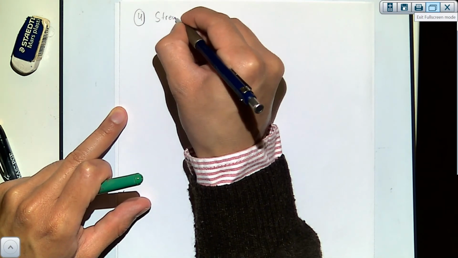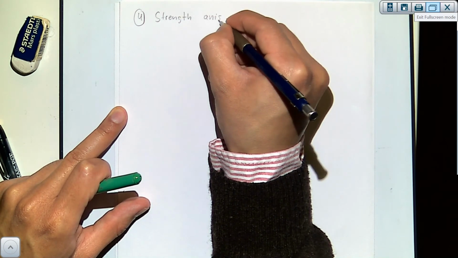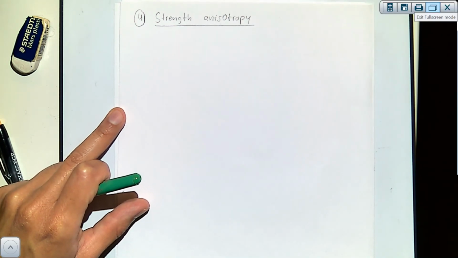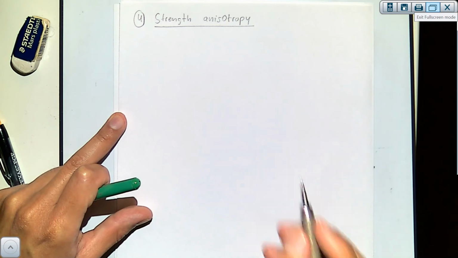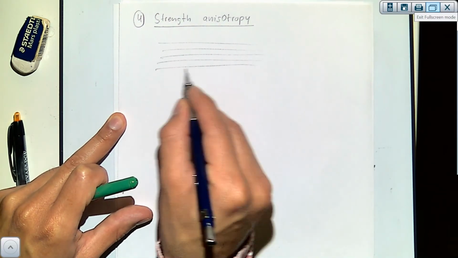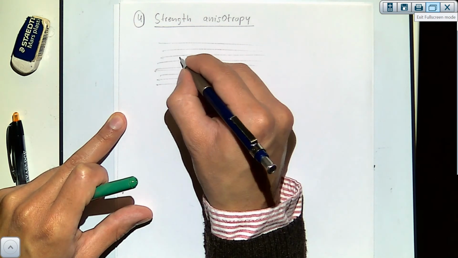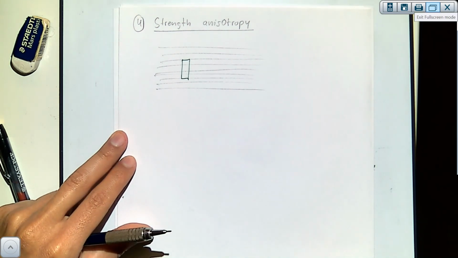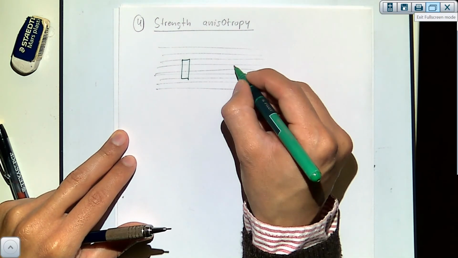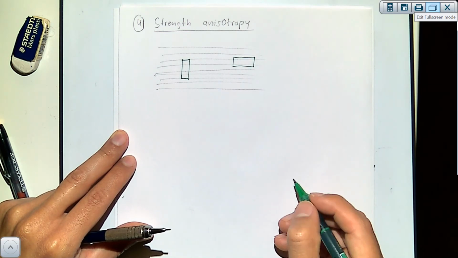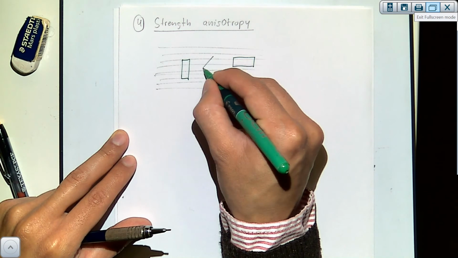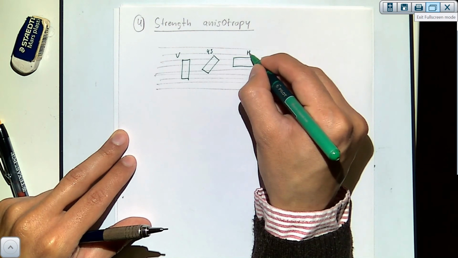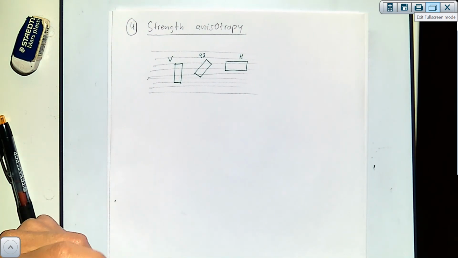And it is strength anisotropy. If you remember, we said that it was not the same to have a rock which is loaded perpendicular to bedding, in the direction of bedding, or at an angle. All right, let's call this one B, this one 45, this one H, horizontal sample.